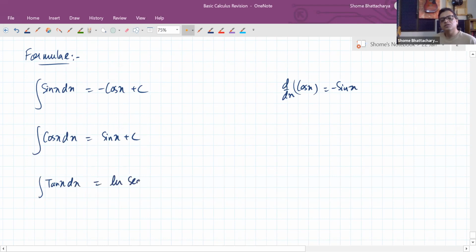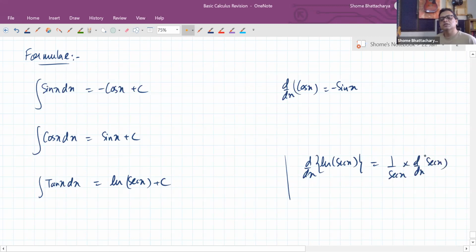This is natural log of sec x plus c. That happens because if you were to differentiate natural log of sec x using the chain rule, that would become 1 by sec x into differentiation of sec x. So that would become 1 by sec x multiplied by sec x tan x. So that would become tan x, okay, which is the integral. So that's why you can see the justification of this.